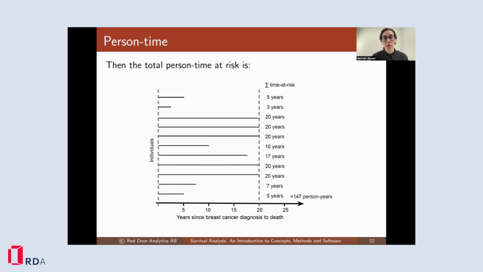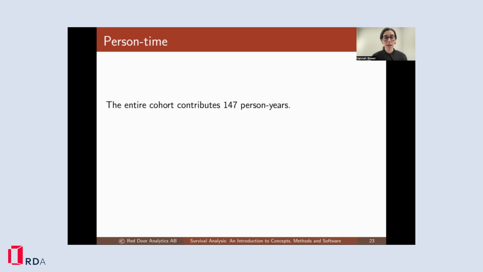And one thing that you may want to do in a study that's often presented is presenting the total person time at risk for a study. So all we would do here to present that is to sum up these values. And here we have time at risk presented in years. We could present this in a different unit if we wanted to, but if we sum these across the years, what we would end up with is 147 person years. So the entire cohort contributes 147 person years.